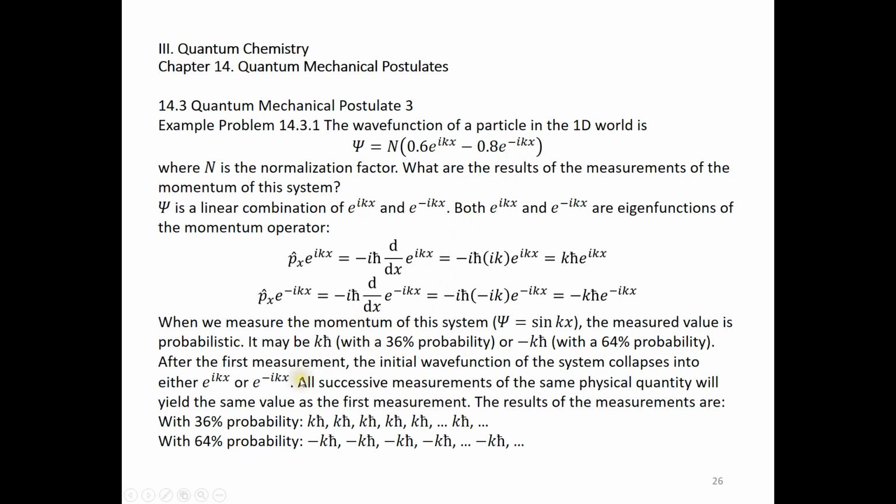Again, this is just the first measurement. After the first measurement, the wave function of the system collapses into either e to the power of ikx or e to the power of negative ikx. And then the second, third, fourth, fifth measurements all agree with the first measurement. So if you try to measure the momentum of this wave function repeatedly, with 36% chance you'll get kh bar, kh bar, kh bar, kh bar, kh bar. With 64% chance, you'll get negative kh bar, negative kh bar repeatedly.